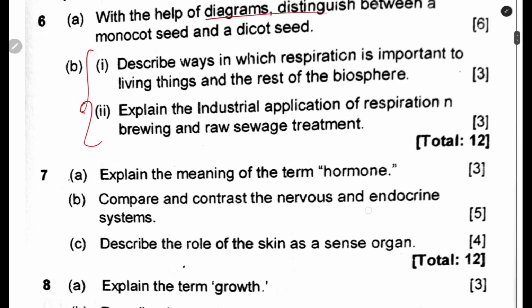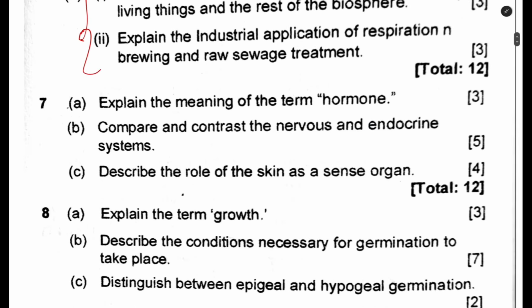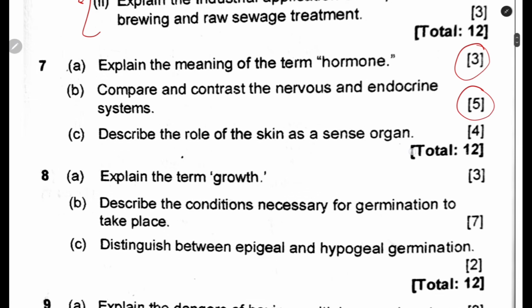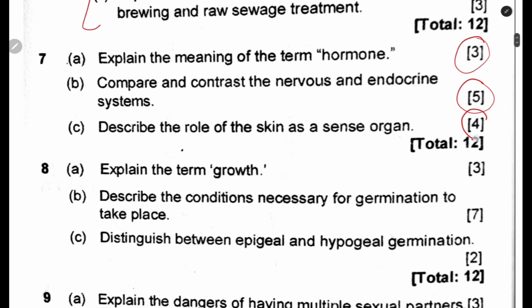Okay? Then question 7, explain the meaning of the term hormone. That is 3 marks. Compare and contrast the nerve and endocrine system. That is 5 marks. Then describe the role of a skin as a sense organ. 4 marks. So this was question 7. Okay, so this is on hormones. That is the endocrine system. So the endocrine system is the shortest topic that you need also to pass through as you revise.